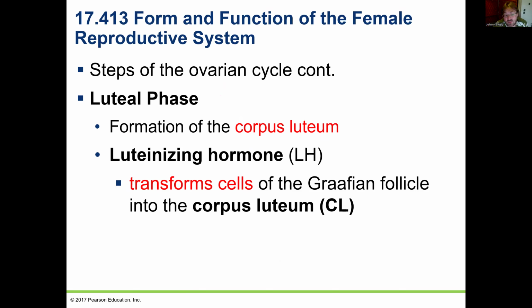Now, at the end of a cycle, you tend to enter the luteal phase. So the luteal phase is when the corpus luteum is going to be forming. The corpus luteum is going to be formed from the structures of the Graafian follicle under the influence of luteinizing hormone, or LH.